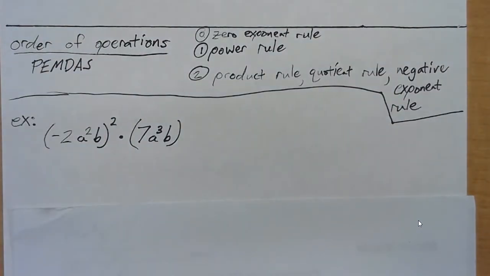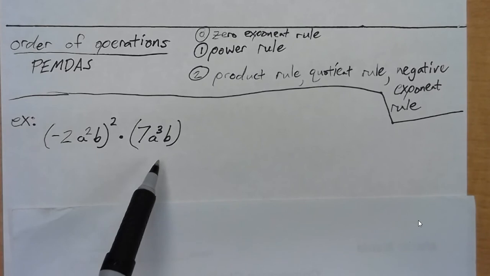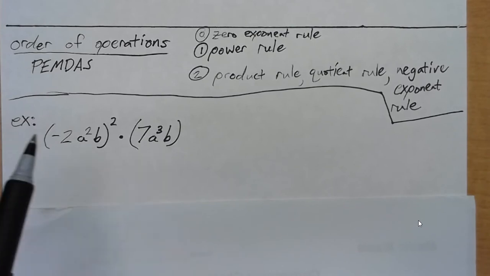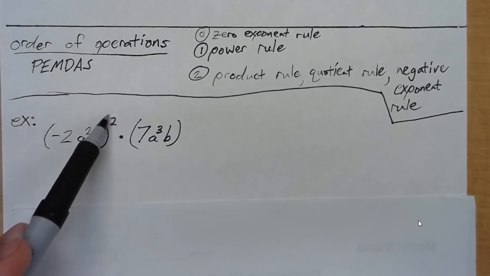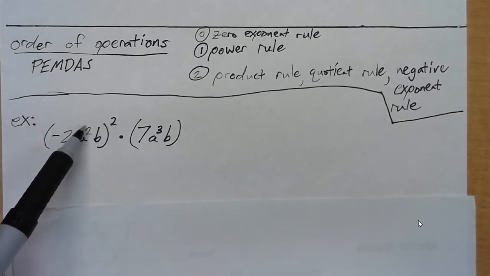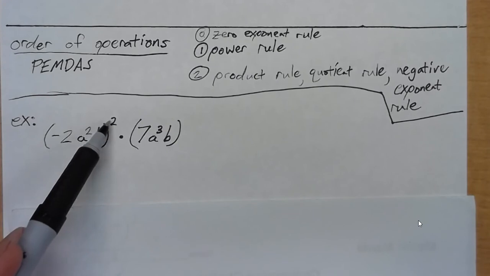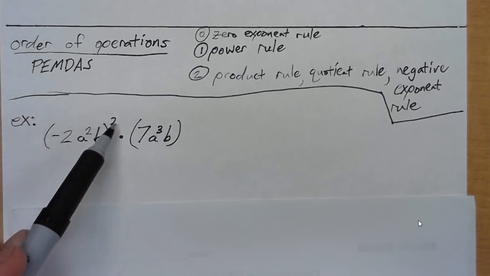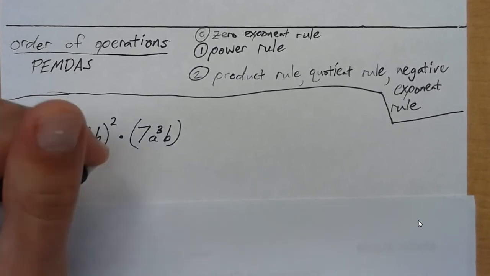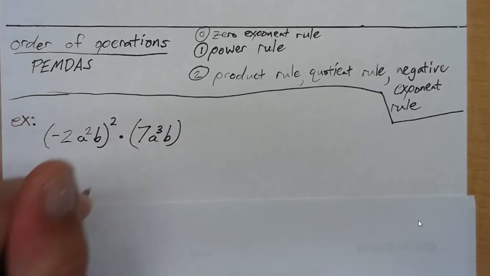If we have the quantity of negative 2a squared b, all raised to the second power, and multiply that by 7a cubed times b, we would have to figure it out. Now the first step is to look for any power rules. I see an exponent that's raised to another exponent. So we're going to distribute this squared to each term inside of the parentheses, the coefficient and each variable.